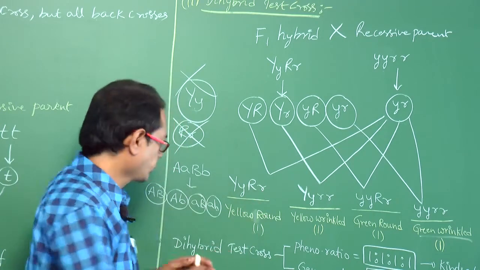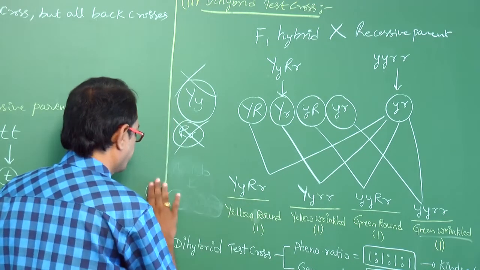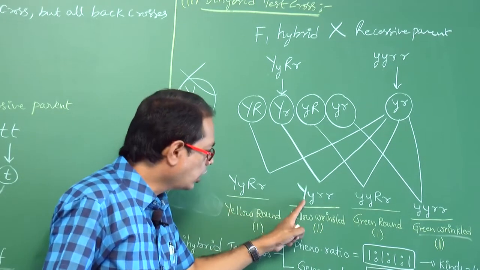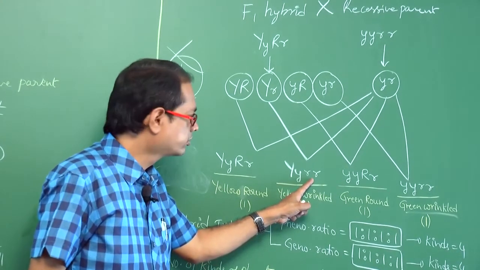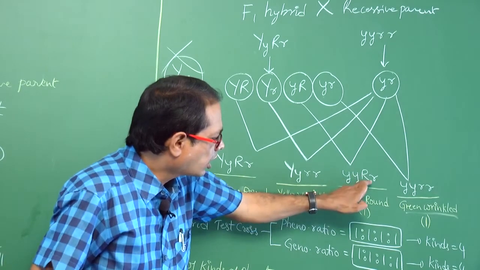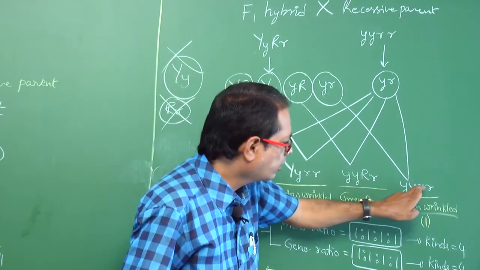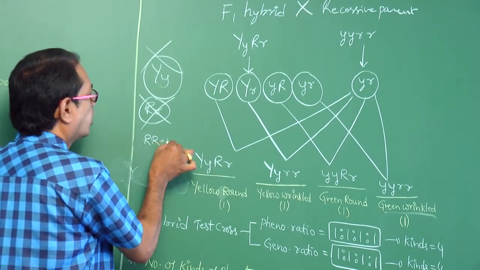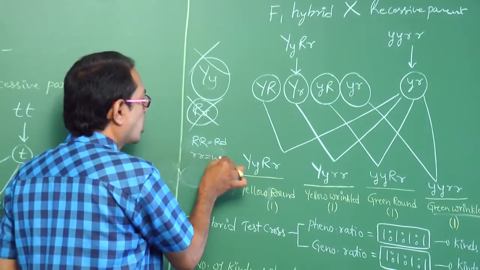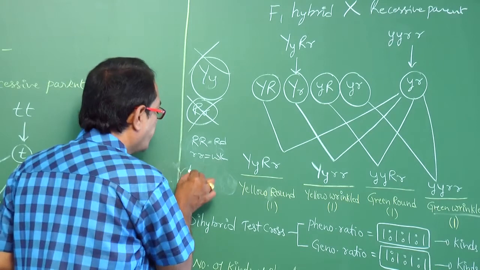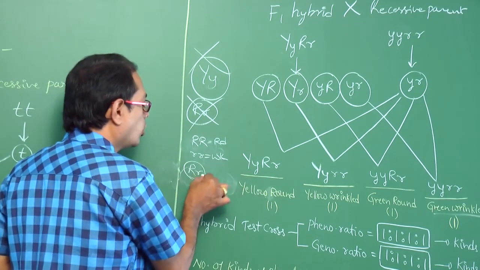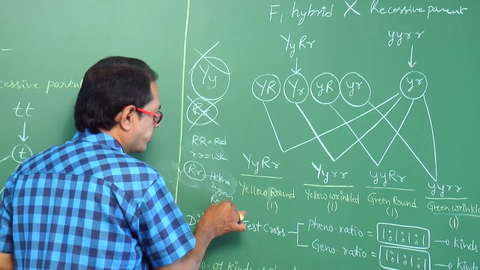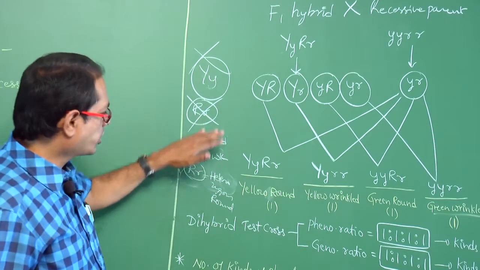Yellow, round. Right. Yellow, round. Yellow, wrinkled. Green, round. Green, wrinkled. That means capital R for round, capital R for round, small r for wrinkled. If it is capital R, small r, it means heterozygous round. So you have to understand the basics.